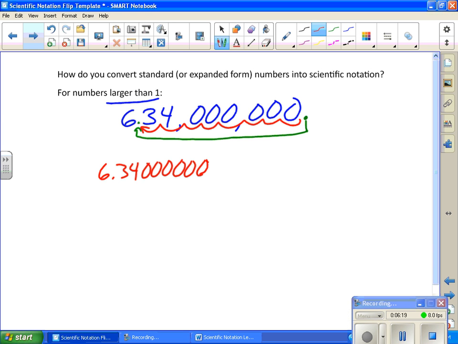There we go. The 8 times that we move that decimal point tells us that our exponent is 8. And because this is a really big number, we know that we have to have a positive exponent. So the last thing we're going to do is not worry about all those zeros. We're just going to drop those. So our final answer is 6.34 times 10 to the 8th power.